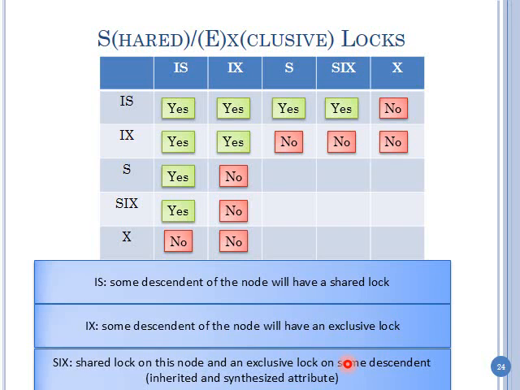S and S, of course. S and SIX. No, right? Because you want to read something, and you want to read that component that has an exclusive lock. You want to read the whole tree. S and X. SIX and SIX.